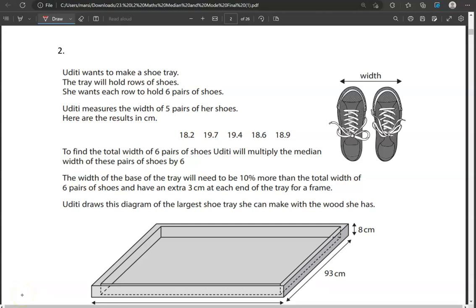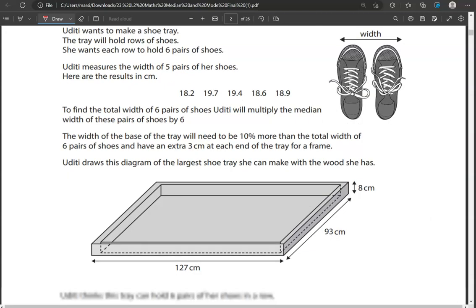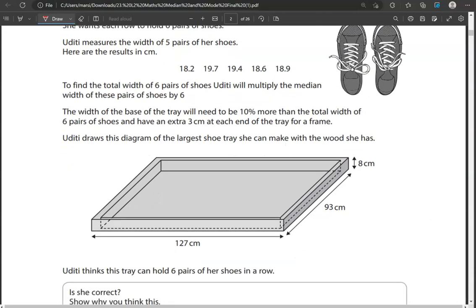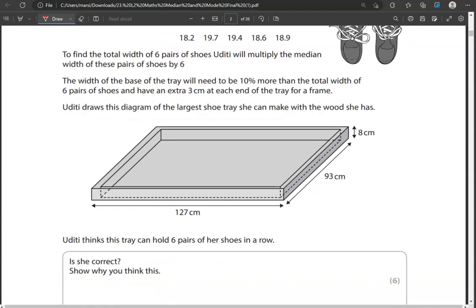To find the total width of 6 pairs of shoes, Udity will multiply the median width of these pairs of shoes by 6. The width of the base of the tray will need to be 10% more than the total width of 6 pairs of shoes and have an extra 3 centimeters at each end of the tray for a frame. Udity draws this diagram of the largest shoe tray she can make with the wood she has. Udity thinks this tray can hold 6 pairs of her shoes in a row. Is she correct? Show why you think this.